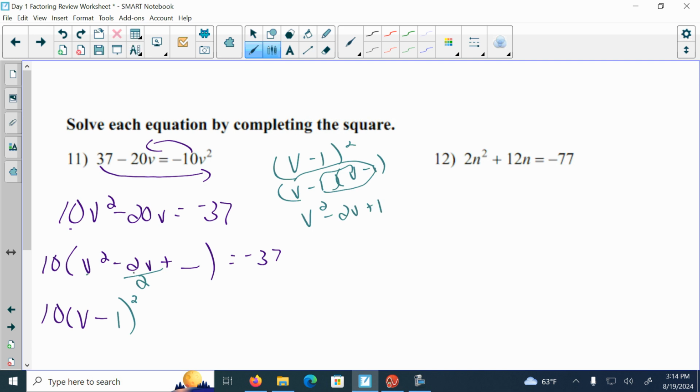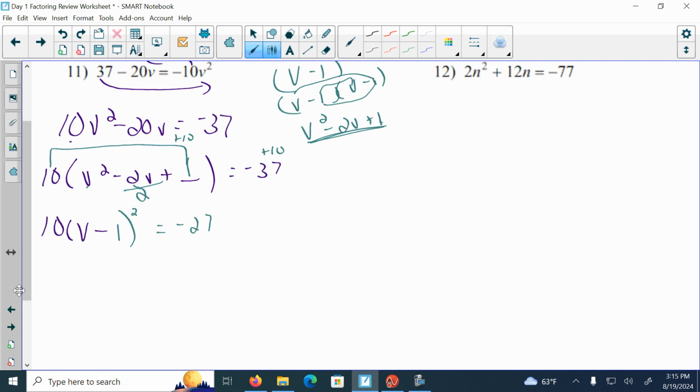So I have that b squared minus 2b. In order to make that work, I have to have a plus 1 there. So remember, with an equation, if I add something to the left side, I have to add the same thing to the right side. So I put a 1 here, but I really added 10 times 1. So I really added 10 to this side, so I'm going to have to add 10 to this side, which is negative 27.